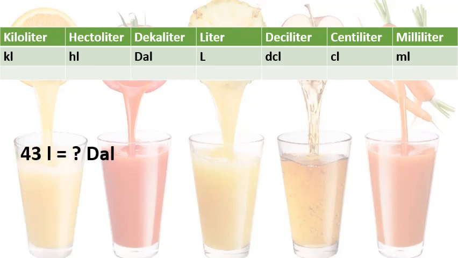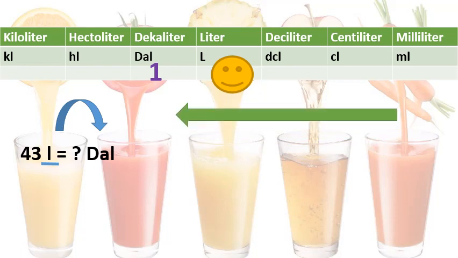Another example. This is the table, and this is the question. We have 43 liters equals to how much in decaliters? Again, we are in liters. Where are we going in this table? To decaliters. Let's put a smiling face in the liters and start counting. 1. So how are we moving in this table? We are moving to the left. It means what do we have to do? We have to divide.